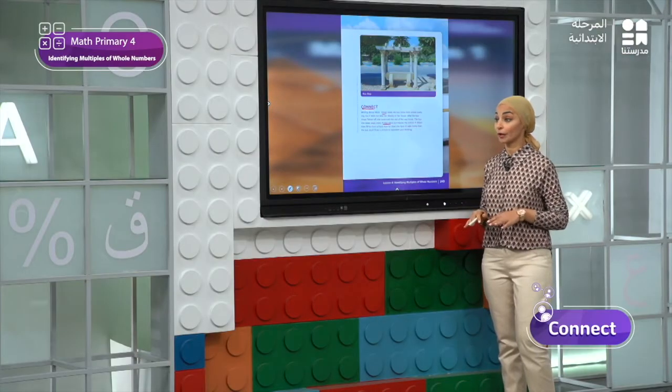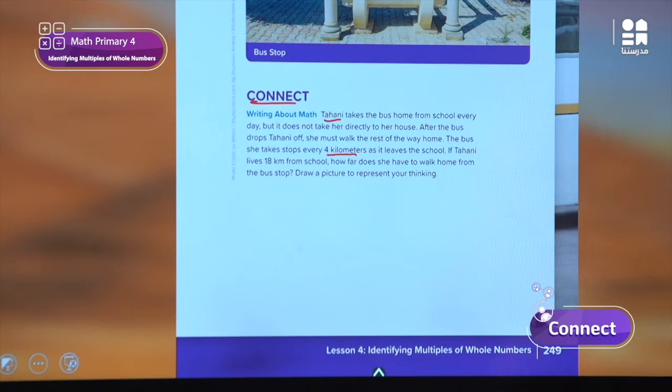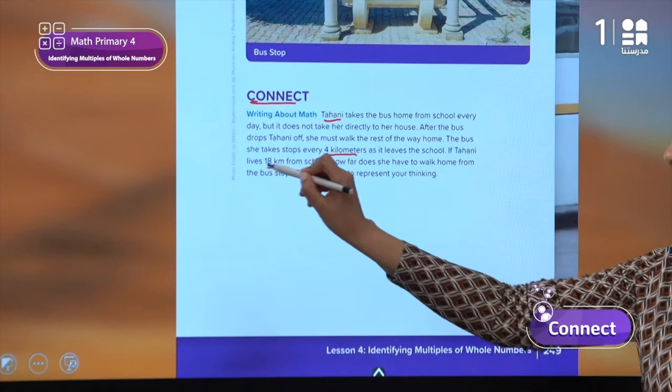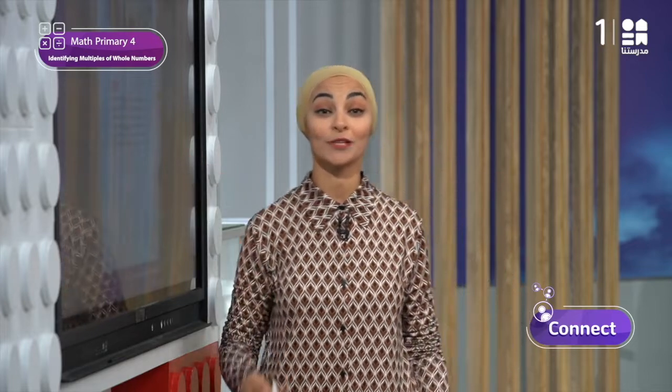كل 4 kilometers الباص بتاعها بيوقف. Okay? As it leaves the school, if تهاني lives 18 kilometers from school, تهاني البيت بتاعها بيبعد 18 kilometers from school. So, how far does she have to walk? هتمشي مضطرة تمشي قد إيه عشان توصل للهوم بتاعها from the bus stop. طيب تعالوا نرسم picture to represent our thinking. تعالوا بقى نجمع أفكارنا كلها في picture اللي احنا هنرسمها دلوقتي. I will give you some time to think and when we are back, we can discuss your answers all together.